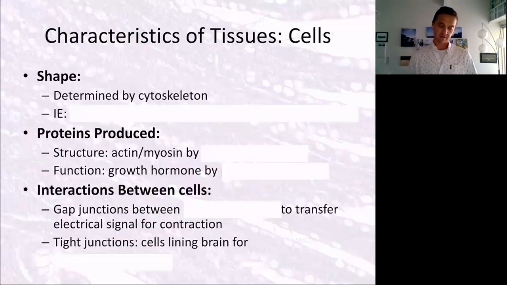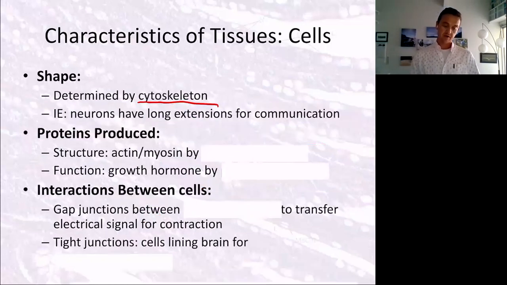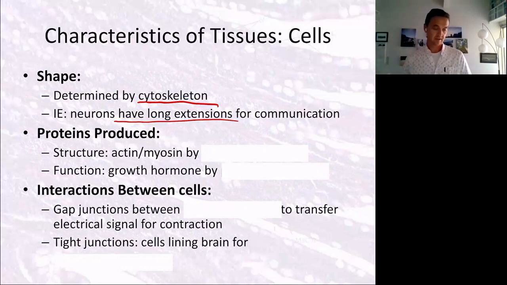The shape of a cell is determined by its internal structure, called the cytoskeleton. For example, neurons have incredibly long extensions, the axons, and those are used for communication because they need to reach out to other tissues to communicate with them.